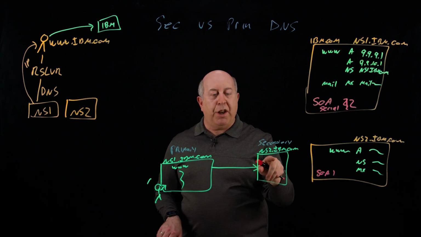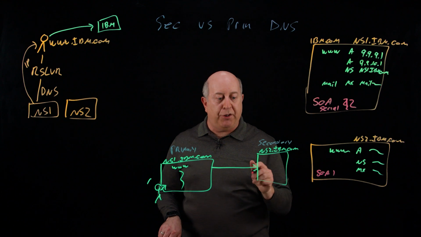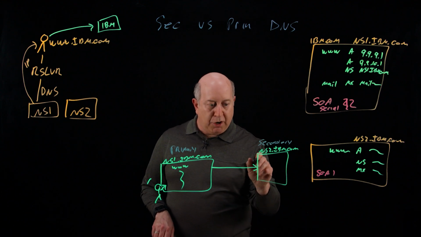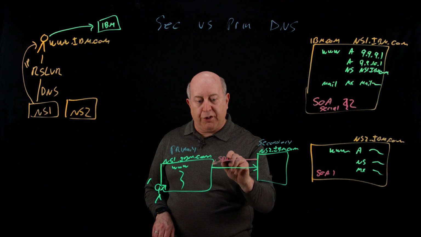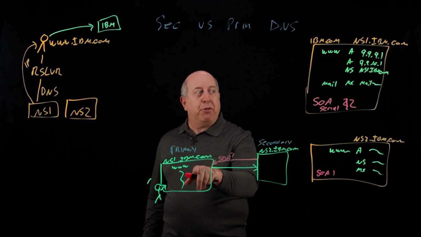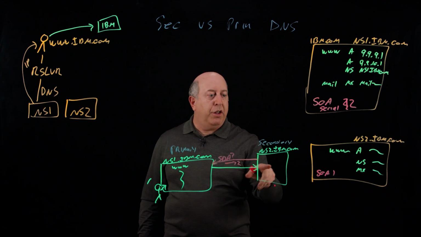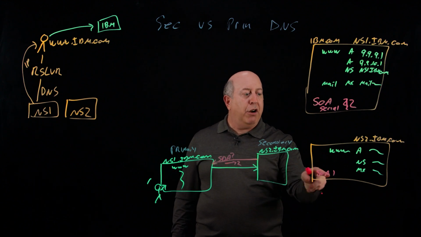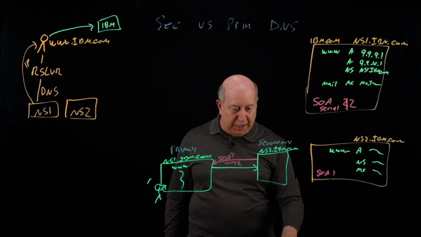So this name server, NS2, periodically, maybe every 10 minutes, every 30 minutes or so forth, is going to make a request over here and say, what's your SOA? What's your start of authority number? Name server 1 is going to say, oh, it's 2 now. Name server 2 is going to go, oh, I still had SOA 1. So you must have done some kind of an update.